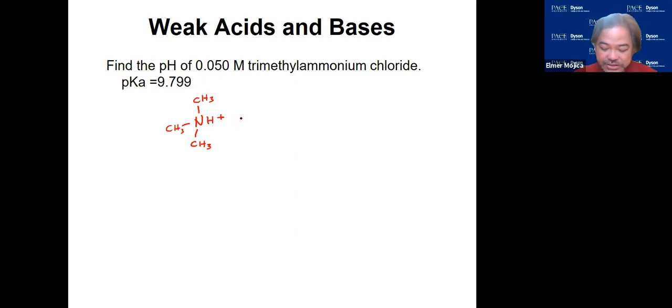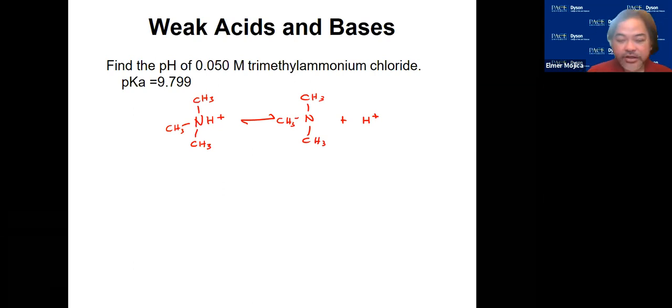So when you dissociate this, this will give you this dissociation. And if you're going to look at this, you have what? At the end, this will be your F minus X, and this will be your X. If you recall the ICE, right? So this is already the equilibrium.